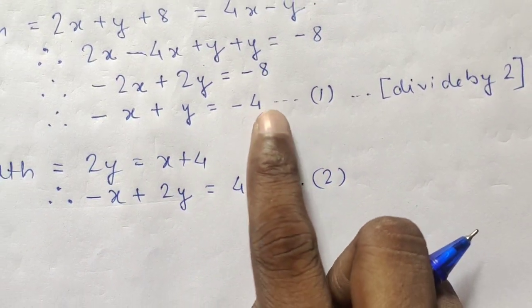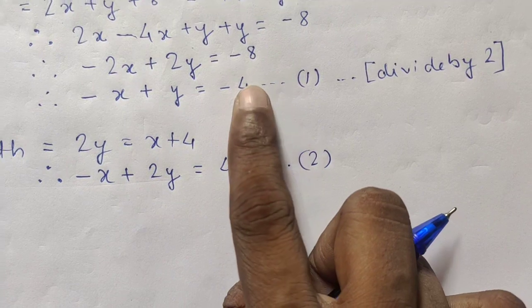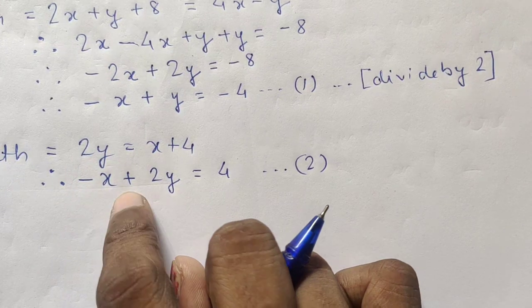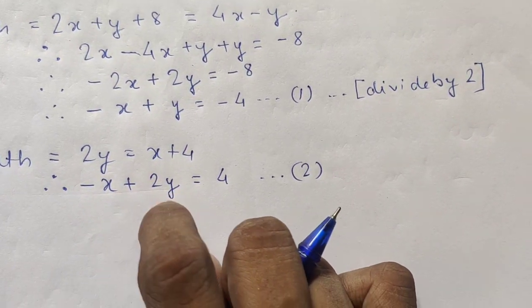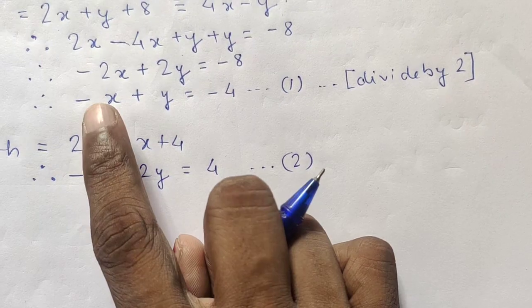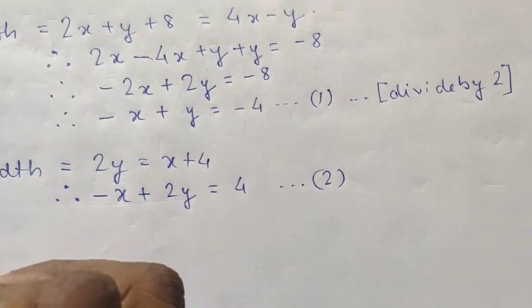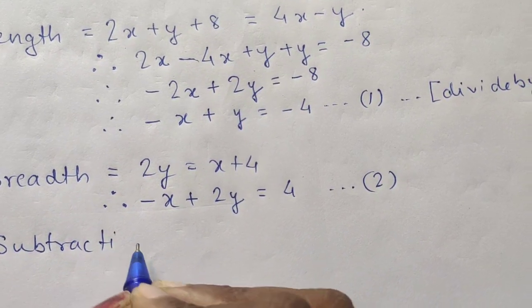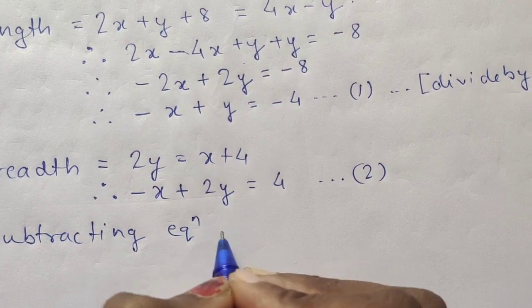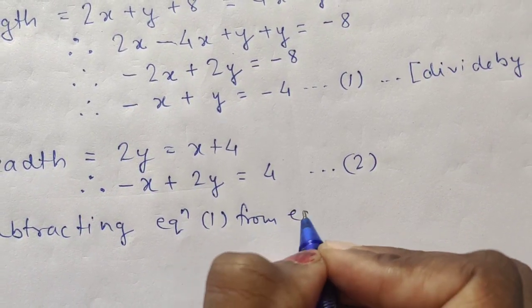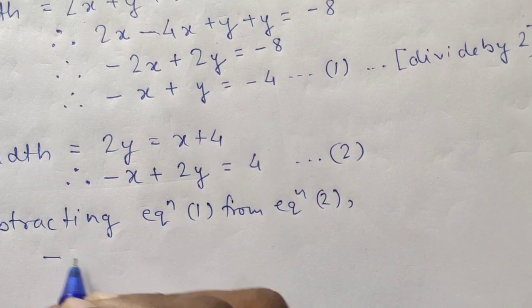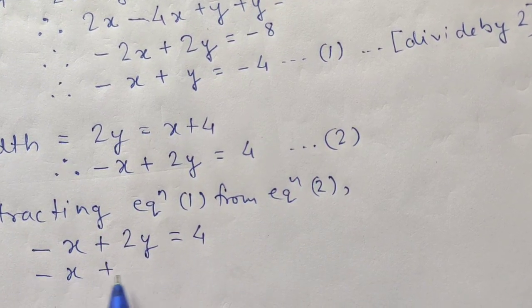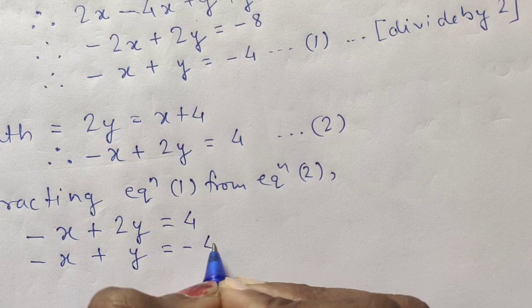Now our aim is to find out the value of x and y. For that we are going to solve these two equations simultaneously. Now see, this is minus x, this is also minus x. So I am going to subtract equation 1 and 2, so that minus x and this becomes plus x. So let us do that. Subtracting equation 1 from equation 2. So what is your equation 2? Minus x plus 2y is equal to 4, and equation 1 is minus x plus y equal to minus 4.